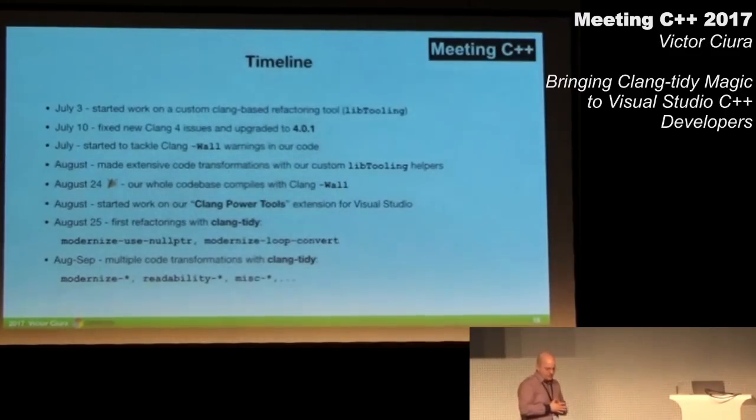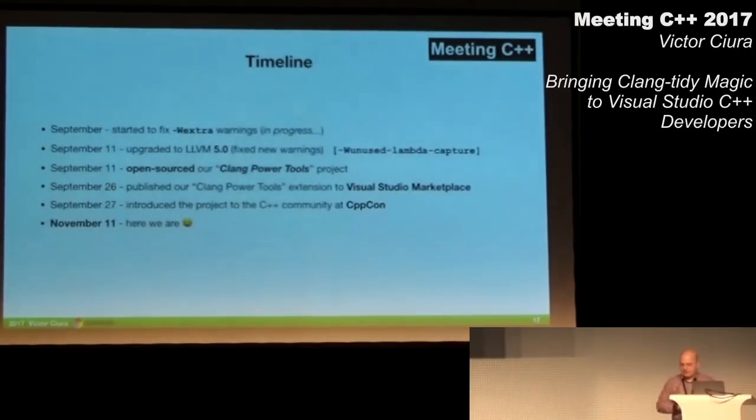In August, we did the first large-scale refactorings. We started with using nullptr, range-based for loops conversions, and other modernize and readability checks. Again, we got a little courageous, adventurous, and we started fixing Wextra warnings. That's still in progress. Lots more to go there. A lot of uninitialized field members in aggregate structures. We're going to definitely go that path going forward.